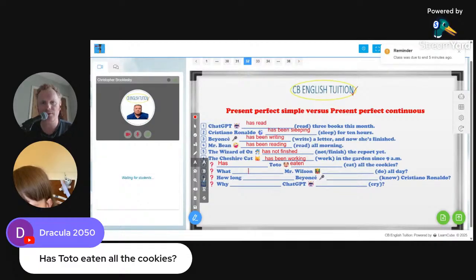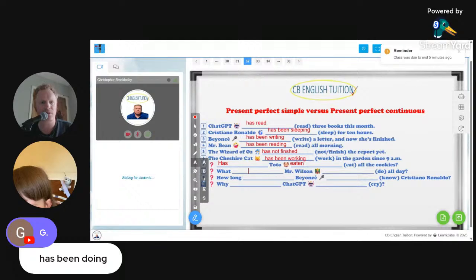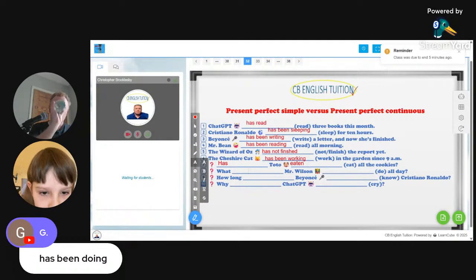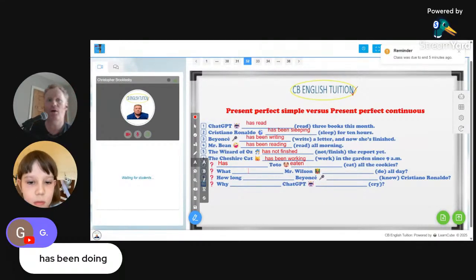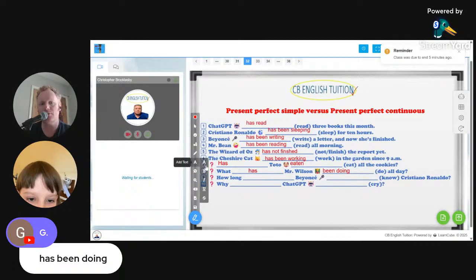Mr. Wilson. Okay, I think G has written the answer. Is G correct for number 8? Yes, "has been doing." Should really be "has" space "been doing." What has Mr. Wilson been doing all day? Okay, next one, number 9. Varvara, can you do this one? How long has Beyonce known Cristiano Ronaldo?